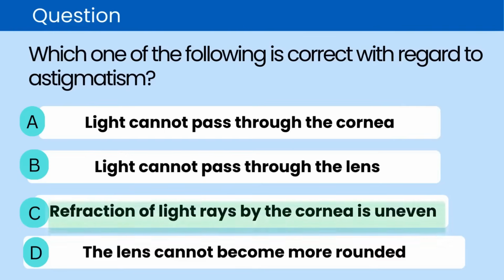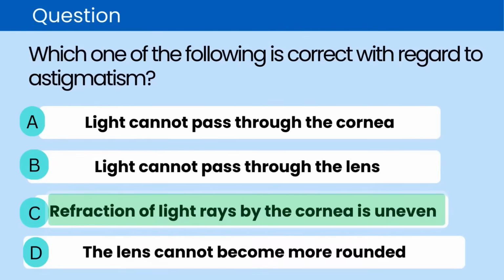The correct answer is C. Refraction of light rays by the cornea is uneven. Astigmatism occurs when the cornea's surface is irregularly shaped, causing light to refract unevenly and leading to blurred vision.